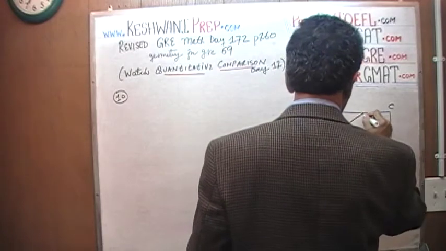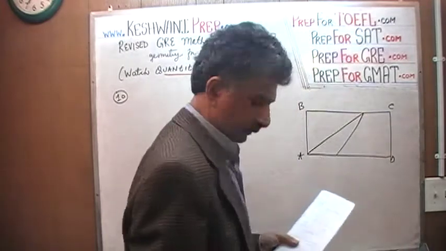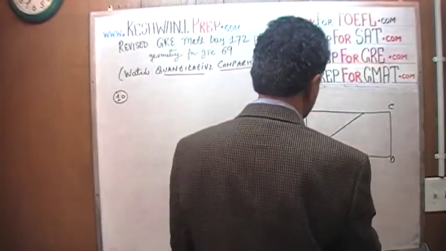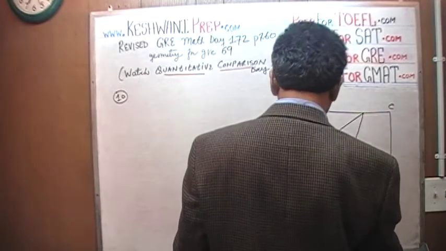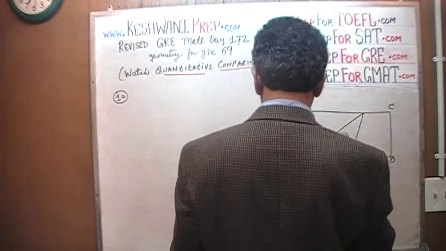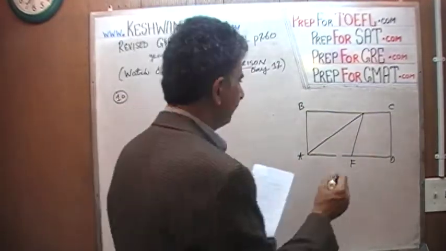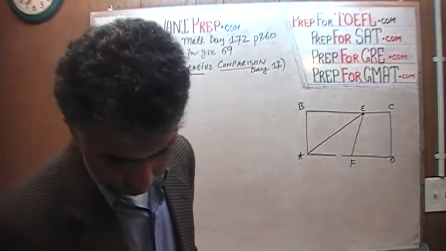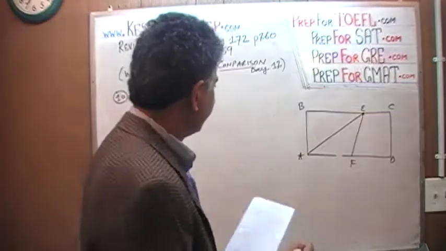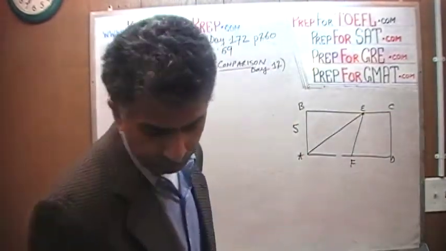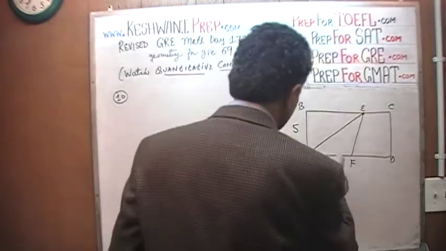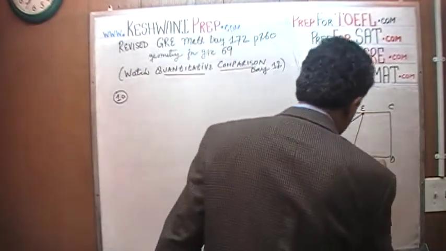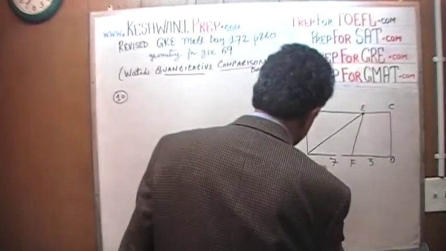So that's your F, this is your E. And we are told that A to B is 5. We are told that A to F is 7. Anything else? And F to D is 3. Oh, well, that makes it easy. They're basically giving us the length of A to D.